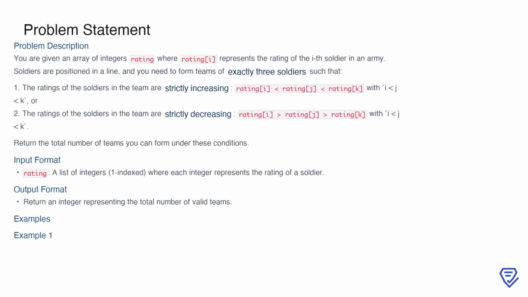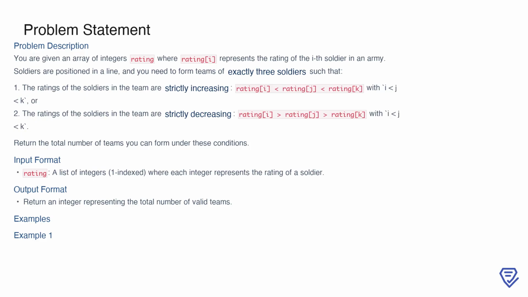In this problem, you're given an array of integers called rating. Each element in this array represents the rating of a soldier positioned in a line. Your goal is to identify and count the total number of possible teams of exactly 3 soldiers. A team is considered valid if the ratings of the 3 soldiers meet one of the following conditions.